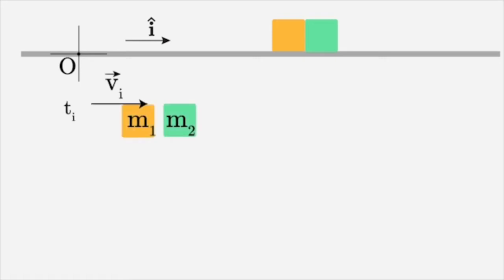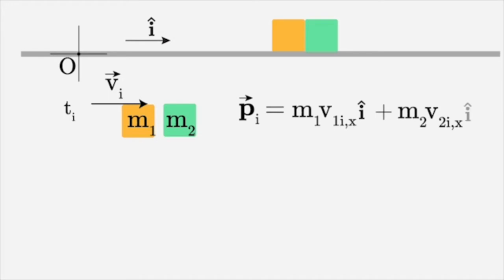We then need to set up a coordinate system. We'll pick the origin here, and this direction to be positive x. Now we need to identify the initial and final states. Our initial state will be just before the blocks collide. The momentum of the system is the sum of the momentum of each block individually. We have m1 times v1 initial x times i hat plus m2 times v2 initial x times i hat. This second term is 0 since block 2 starts at rest.